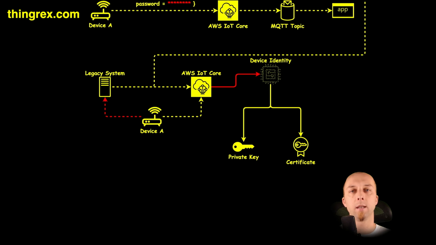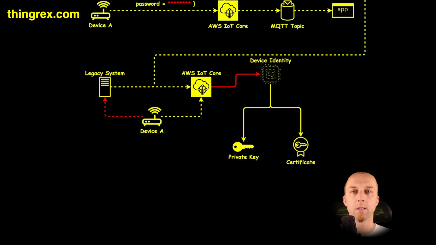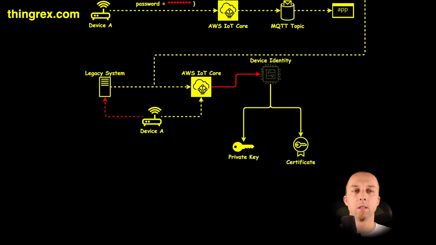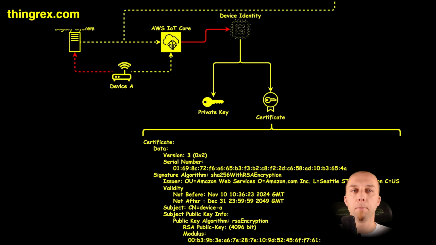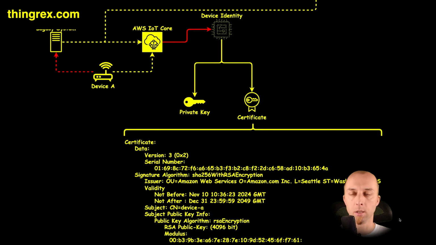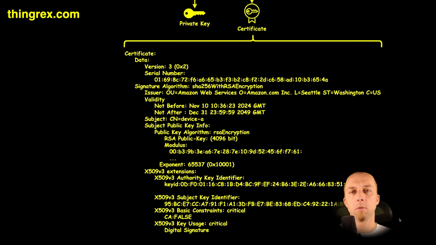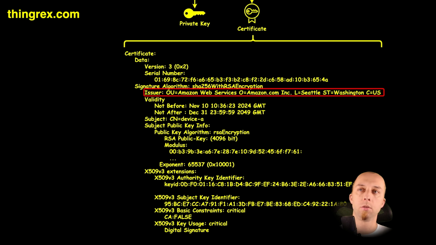The certificate, on the other hand, is not confidential. This is something that we can share with everyone because the certificate consists of the metadata and the public key that corresponds to the private key. This is how the certificate looks inside, and without going into much detail, I would like to mention the most important parts that we should notice, and I want to show how a certificate is more secure by default than using the username and password. Let's start with the issuer.